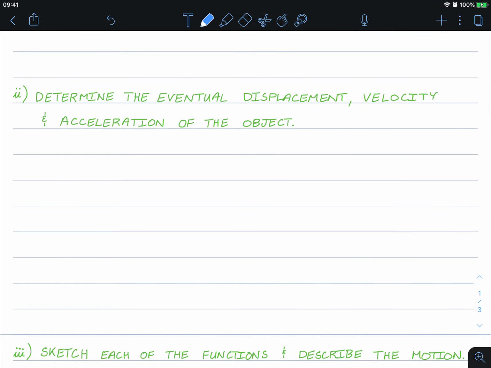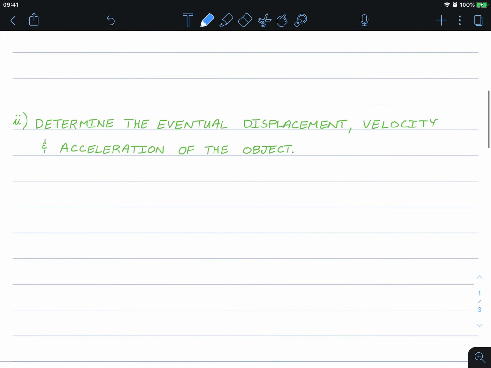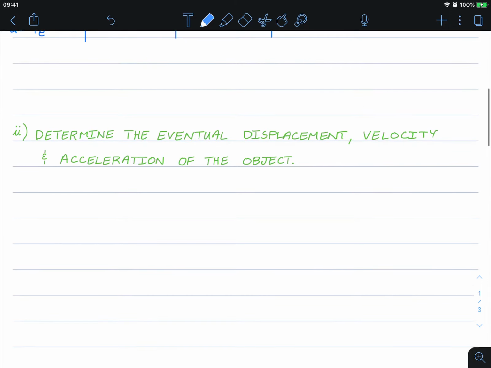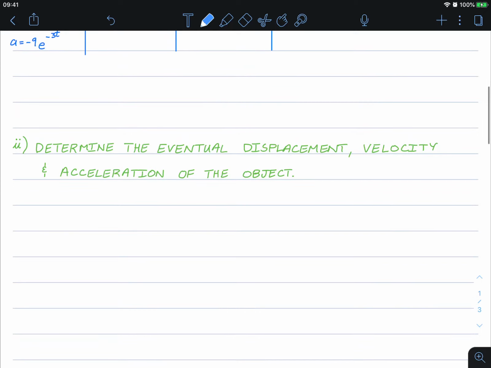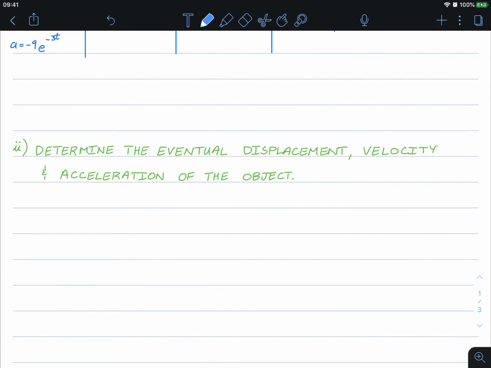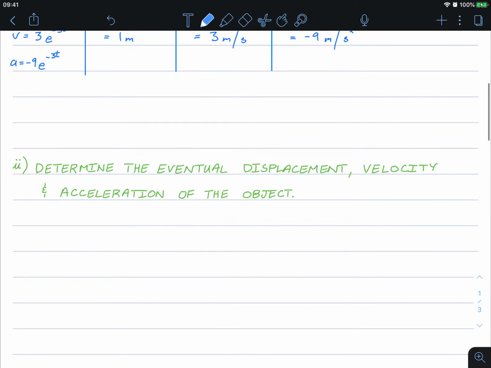Determine the eventual displacement, velocity, and acceleration of the object. When it says the eventual, that means we're going to let t equal infinity, or we can substitute larger and larger values of t and see where these values tend towards. For this, you can do this in a table of values, or you can graph it. I'm going to let t equal 0, 10, and 100, and let's see what happens here.